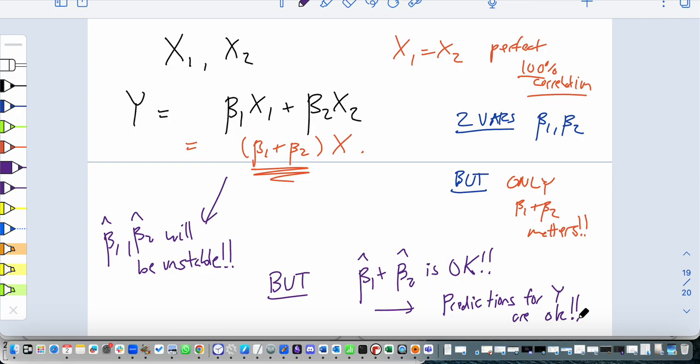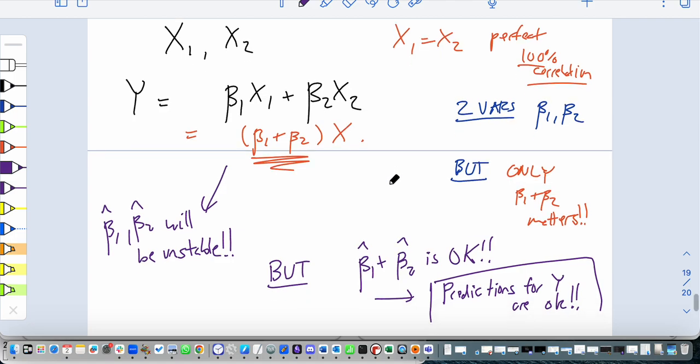So when is this a problem? If you really want to know the individual coefficients, it's a big problem. If the only thing you want to do is estimate y, like get as good of an estimate as you can, then it's fine. That's the 2-minute version. Now let me show you what this has to do with ridge regression.